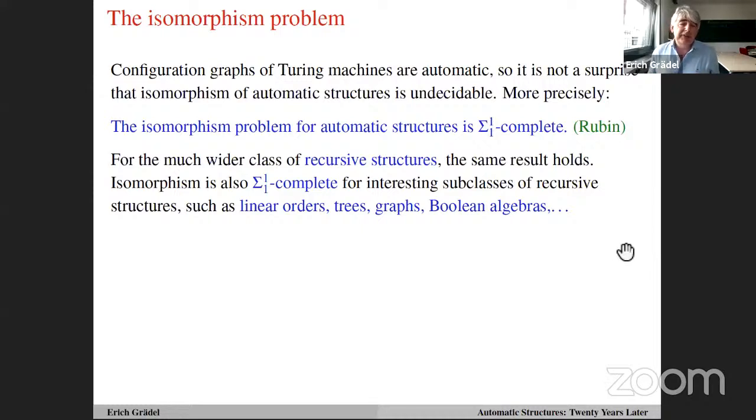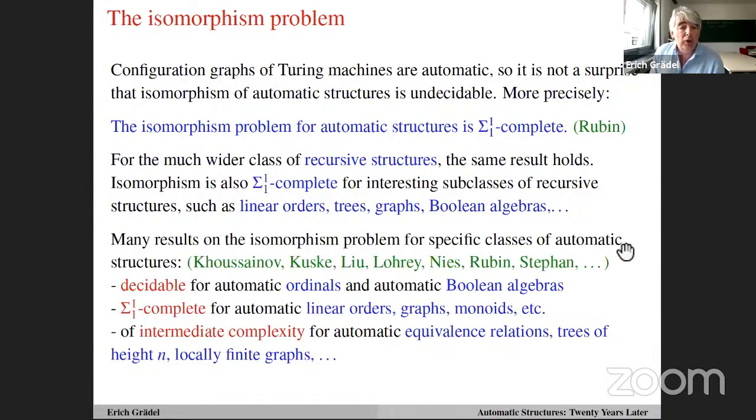And it has always been said that if we prove such a sigma 1 completeness result, this tells us that we have no good characterization of these classes of recursive structures, in a computational sense. Now, for this reason, quite a lot of research has been done into classifying the complexity of the isomorphism problem for specific classes of automatic structures.